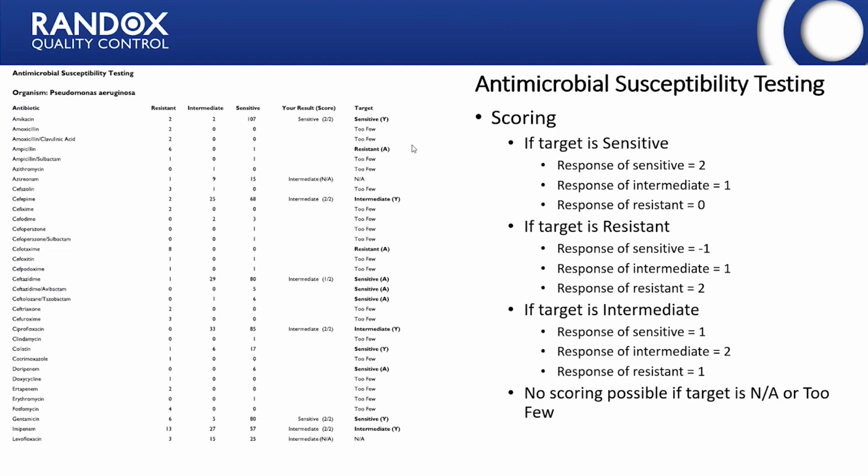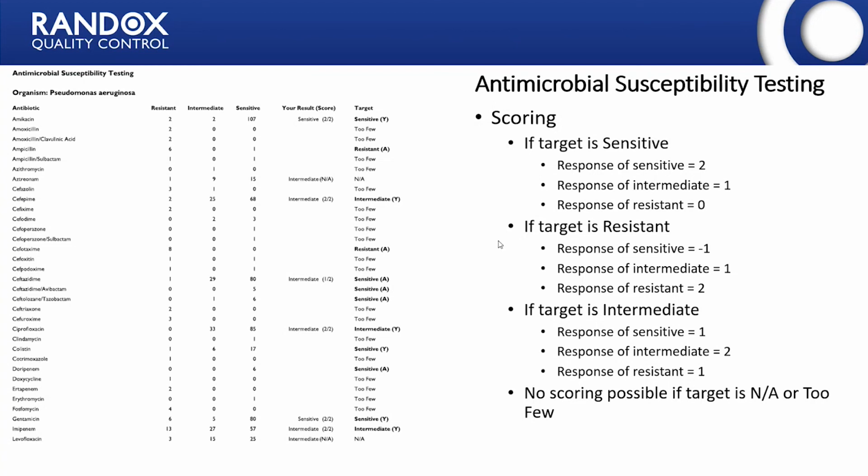If the target that we have assigned is sensitive, and the participant says it's sensitive, then you'll get a score of 2, so it's 2 out of 2. If they say it's intermediate or intermediate susceptible, it's a score of 1. If they're saying it's resistant, whereas it is sensitive or susceptible, then they get a score of 0.